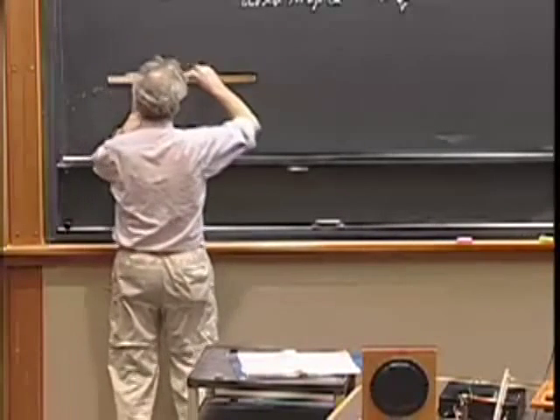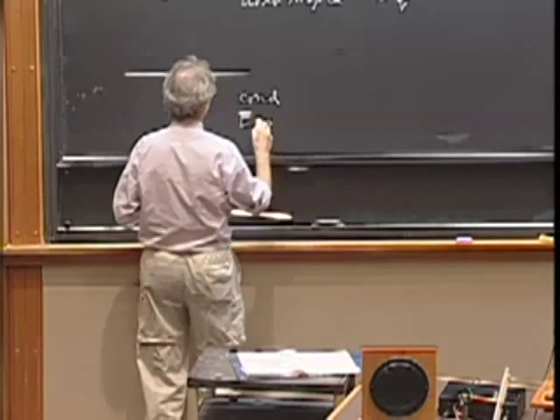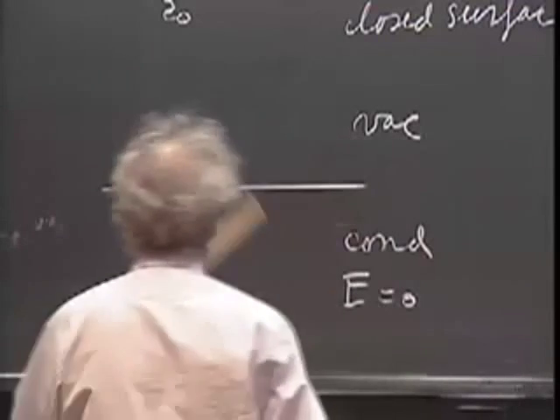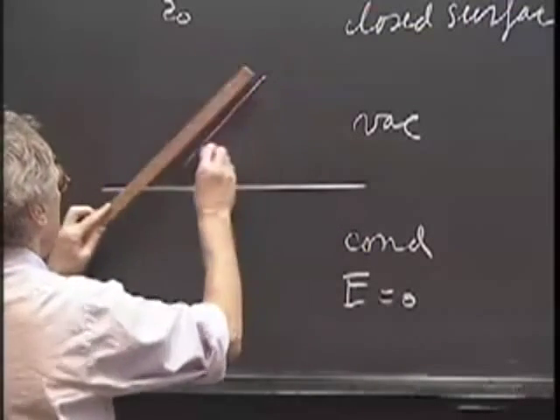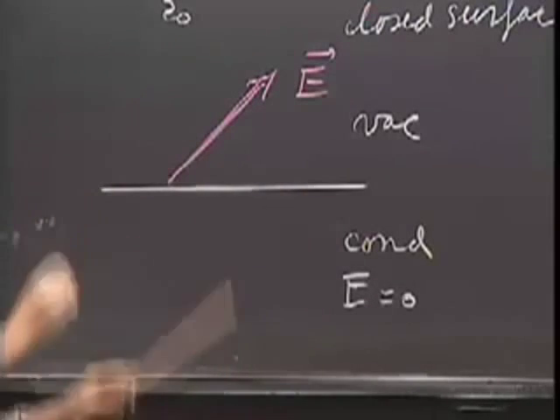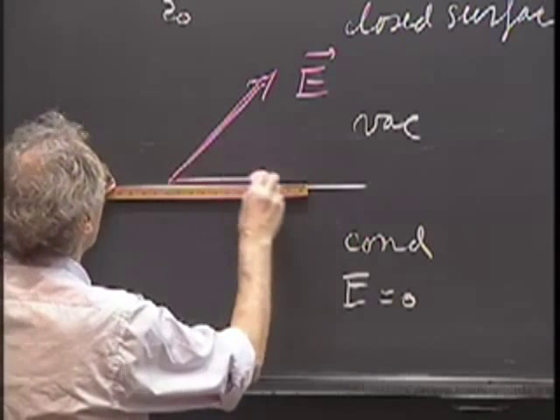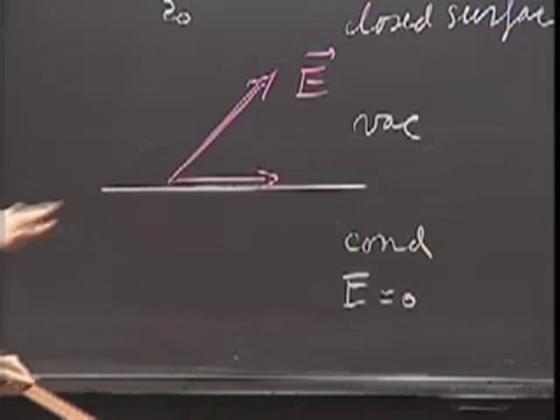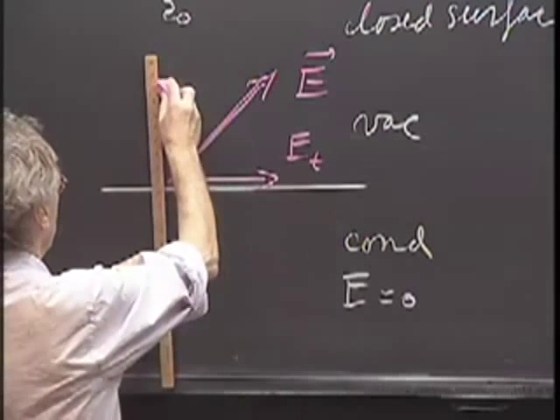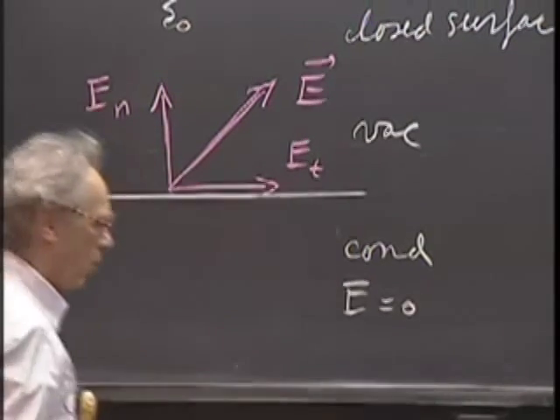So let's assume that this is the boundary between the conductor, where the E field is everywhere zero, and let this be vacuum. And so an electromagnetic wave comes in, and the electric field, say, is in this direction. It's a changing electric field vector. I'm decomposing this now into a component which is tangential, that is in the plane of the surface, and I call that E tangential, and a component which is normal to the surface, and so I give that an N, which stands for normal.